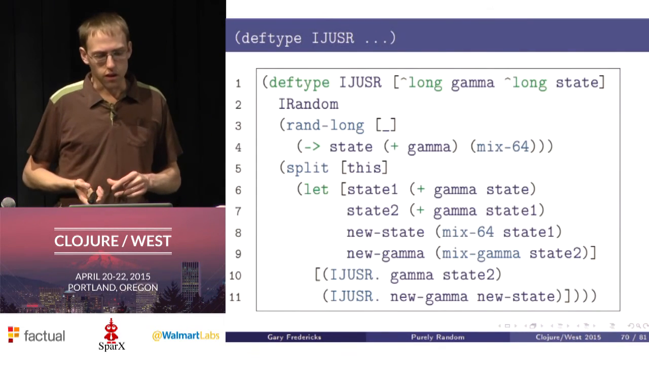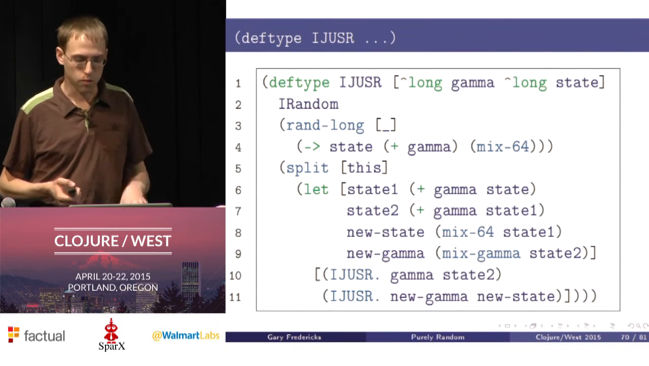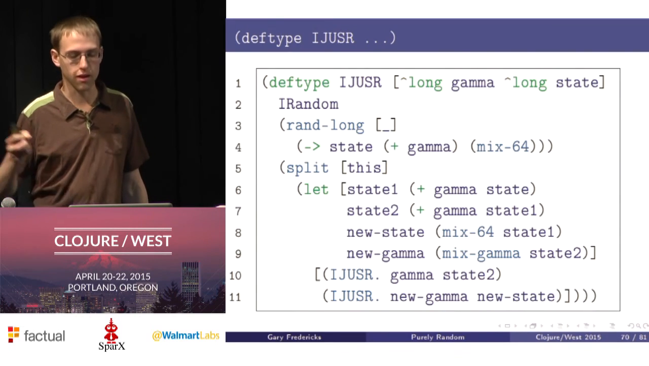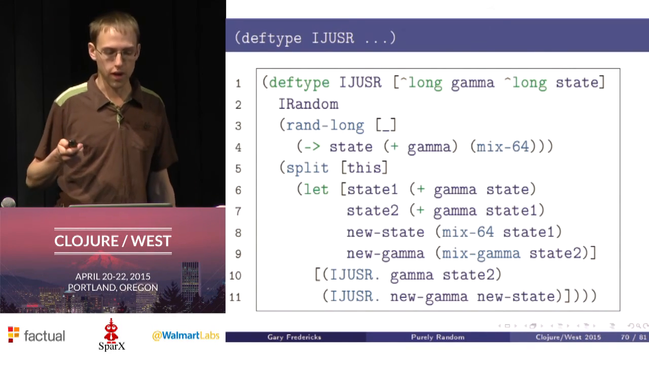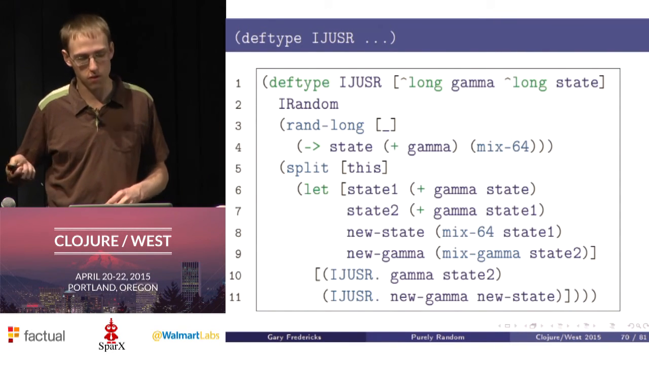So we can write this in Clojure. This is all the code with the exception of the 2 mixing functions, which just do some low-level arithmetic. So we again have a deftype with 2 fields. This time it's gamma and state. For a rand long on line 4, we add gamma to the state and pass it to the mixing function.